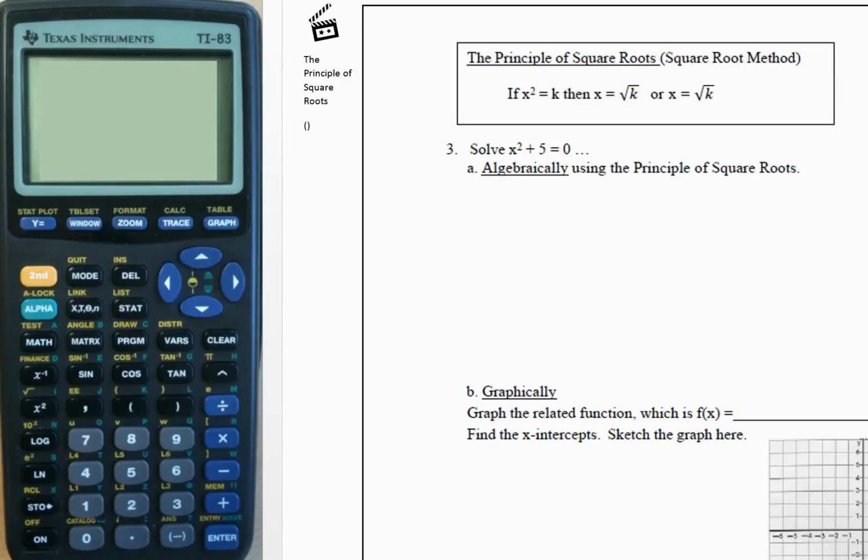Now we're going to look at what's called the principle of square roots. And we can use this when there's no x term, because then we can have x squared equals a number, and then we can take the square root of both sides. So this should say x equals the square root of k, or x equals negative the square root. When you take the square root of both sides, you get a positive and a negative square root.